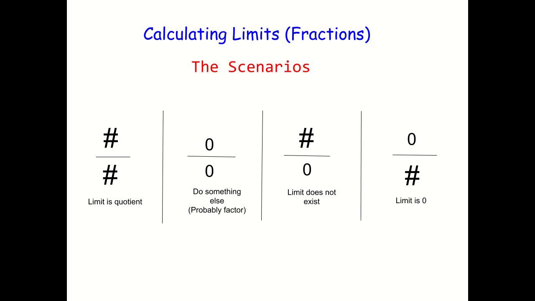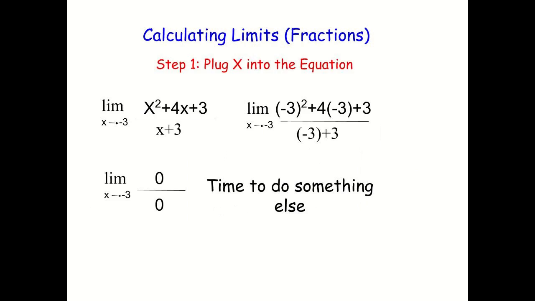When you get 0 over 0, that means you have to do something else. Most of the time, you might have to factor something out. When you get a number that's over 0, that means that the limit does not exist. But when you get 0 over a number, that means that the limit does exist and it's 0 itself.